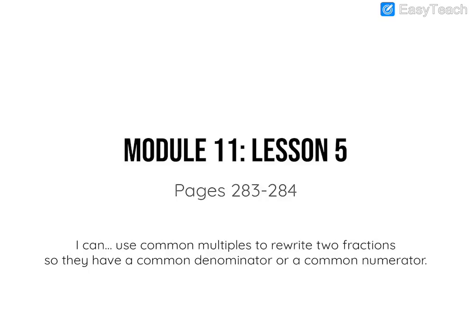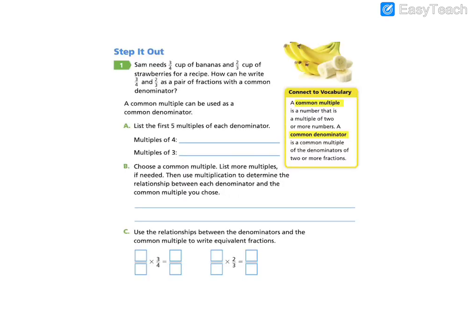Welcome to Module 11, Lesson 5. In this lesson, we will use common multiples to rewrite two fractions so they have a common denominator or a common numerator. Okay, so we've been talking about common factors. We're going to be working with common multiples to write fractions with a common denominator or a common numerator. So the same denominator, same numerator.